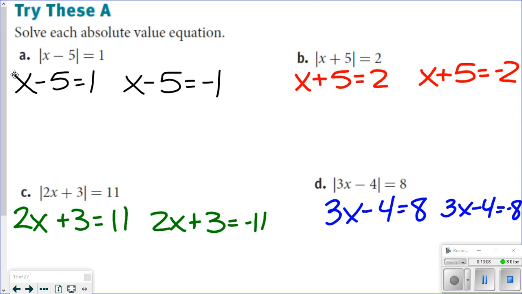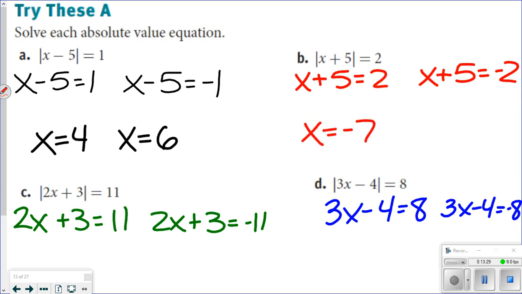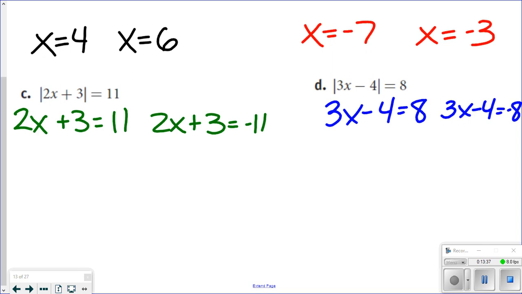All right, I'm going to run through all the answers. Maybe I'll post my work later. So, letter A, x equals 4 and x equals 6. X equals negative 7. X equals negative 3. So check your answers, check your work. X equals negative 7. X equals 4.